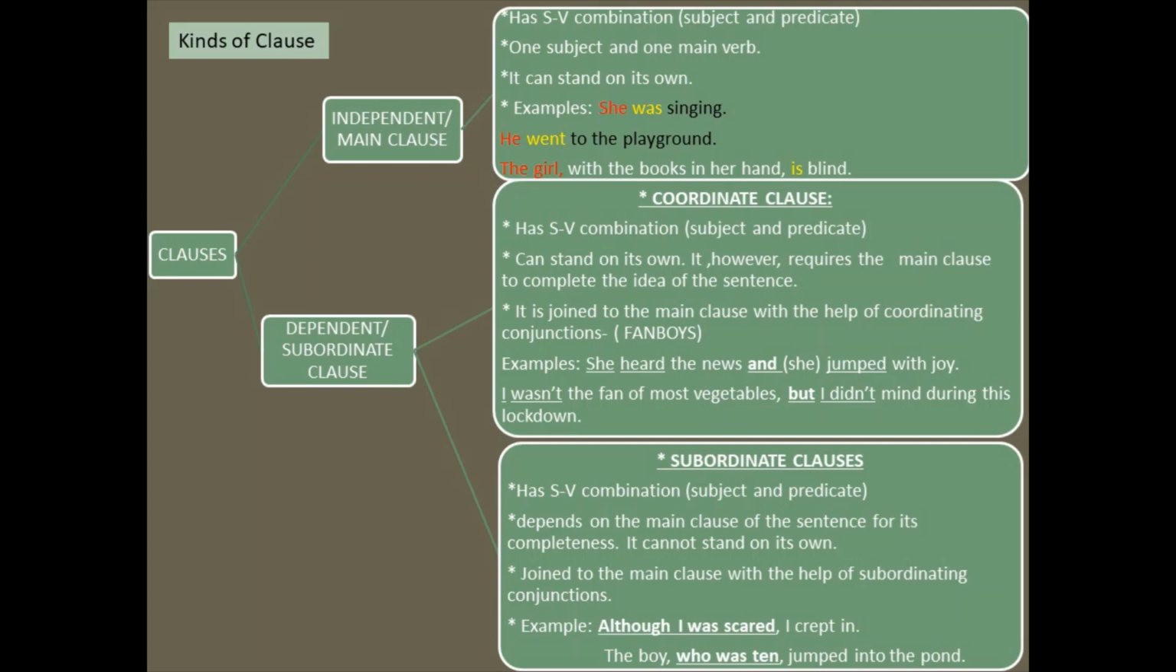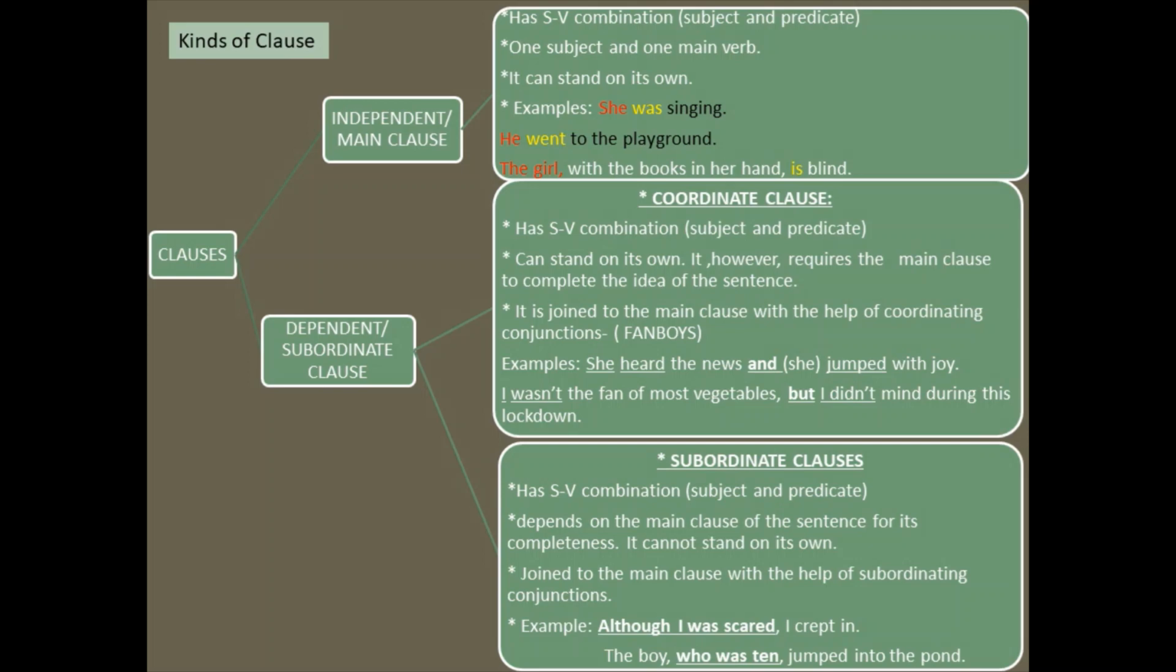Okay. So although I was scared, if you say the sentence on its own, it would give you some meaning, but it would not be a complete meaning. Although I was scared. Although you were scared, what happened? Although I was scared, then what? Right? So there is again a question mark over there. We wait to get it completed. Okay, so what do we see here? The dependent clause, even though they have the subject verb combination, still they cannot stand on its own. That part of the sentence is dependent on the main clause.